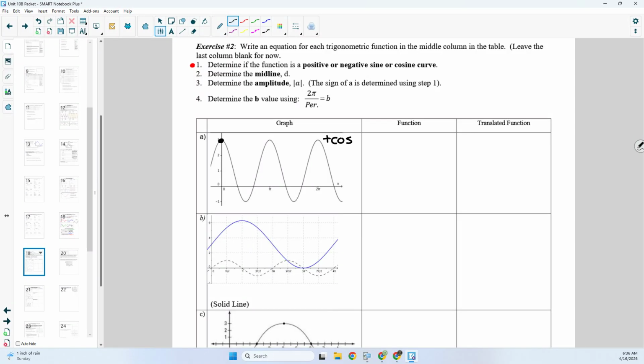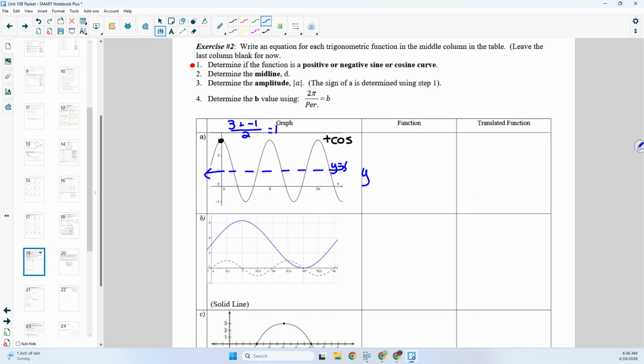The next thing I'm going to do is try to figure out what the midline is. This one is pretty obvious. Remember, if I can't tell where the midline is, in this case it's y equals 1, I can add the max plus the min divided by 2, or find the average of the max and min, which is also 1. So the midline is 1, and that's going to be my d value.